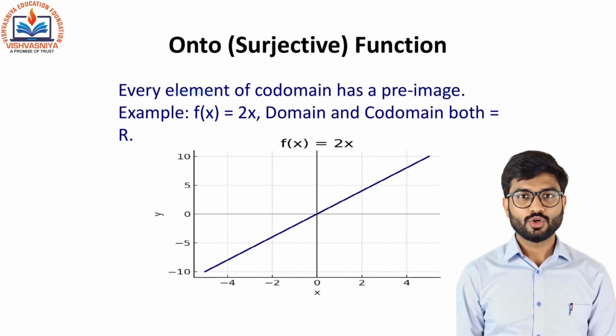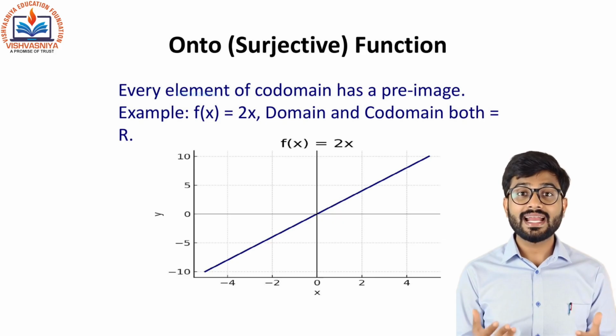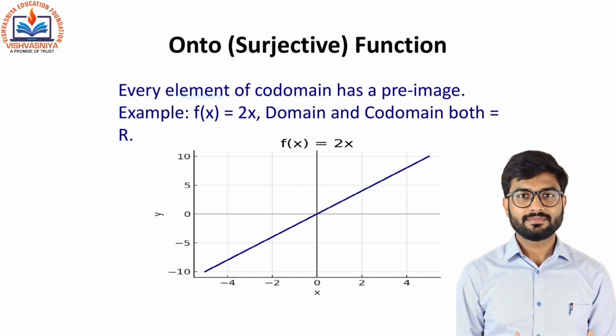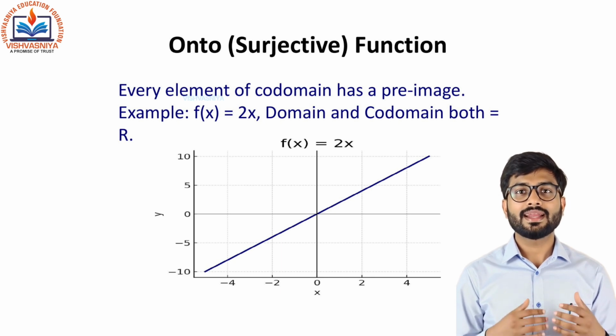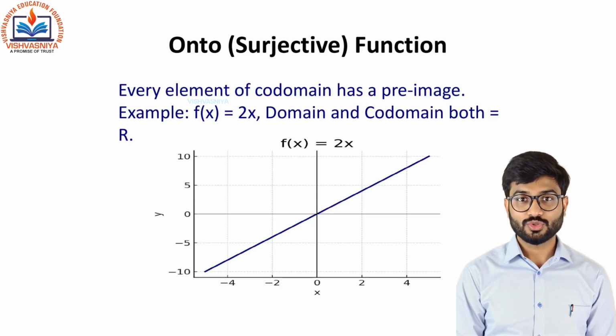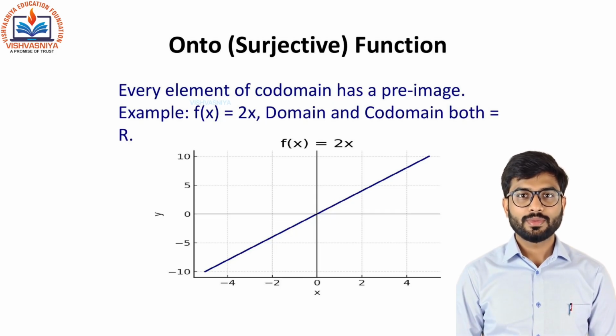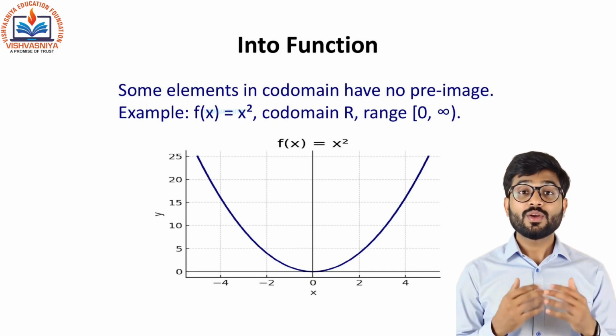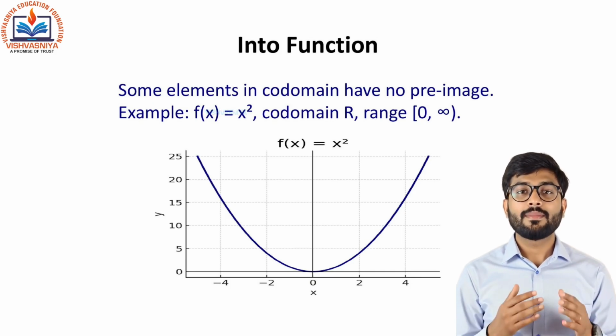A function is called onto or surjective if every element in the codomain has at least one preimage in the domain. That means nothing in the codomain is left unmapped. Example, f(x) = 2x, where both domain and codomain are real numbers. For every real value of y, we can find an x equal to y divided by 2. Hence, it's onto.